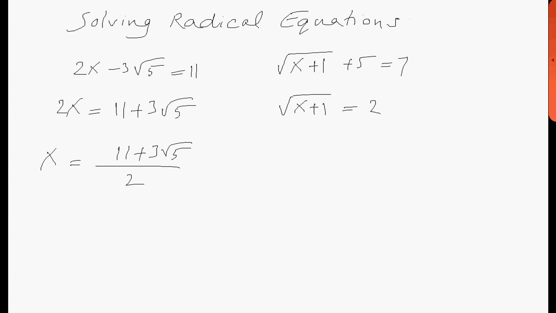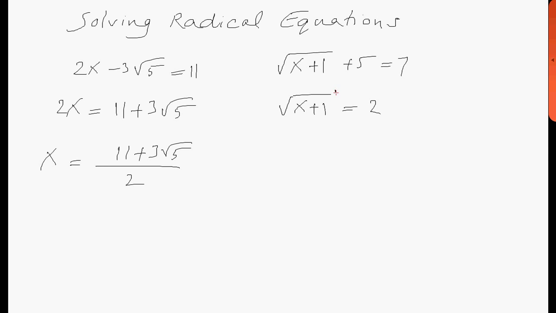Now that my radical expression is isolated, in order to get rid of that radical, I raise both sides to the power of 2. Why the power of 2? Because this is a square root. It's a radical of index 2. If it were a radical of index 3, if it were a cube root, I would raise both sides to the power of 3. If it were the fourth root, I would raise both sides to the power of 4. But in this case, since it's a square root, in order to get rid of the radical sign, I raise both sides to the power of 2.